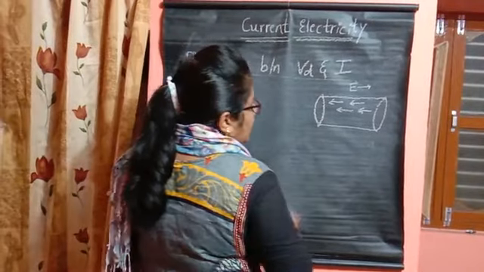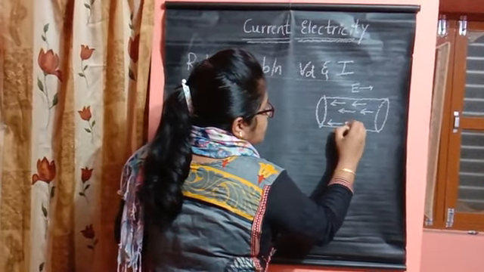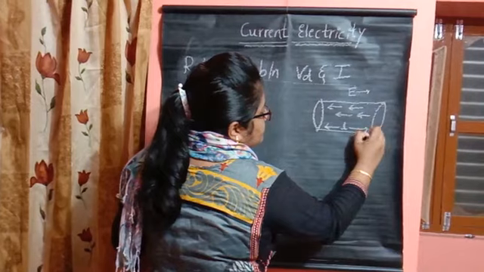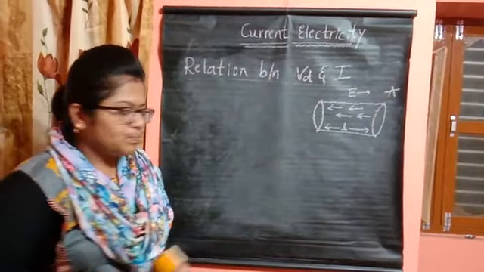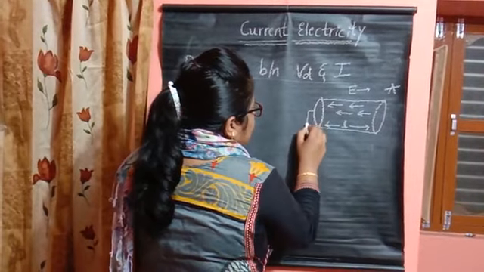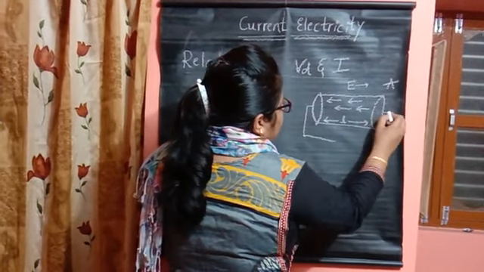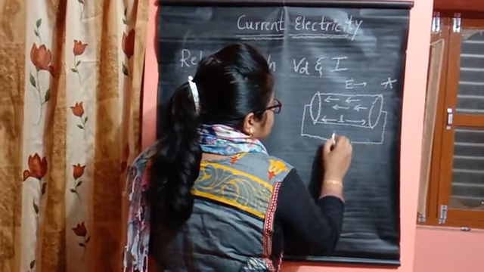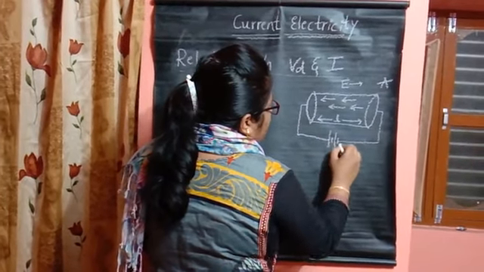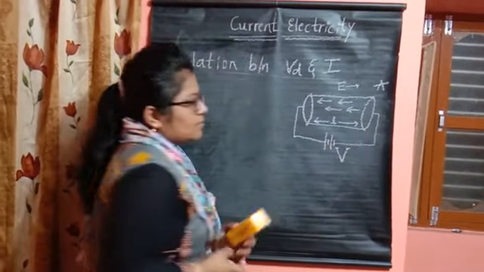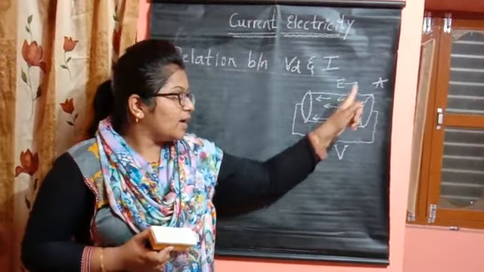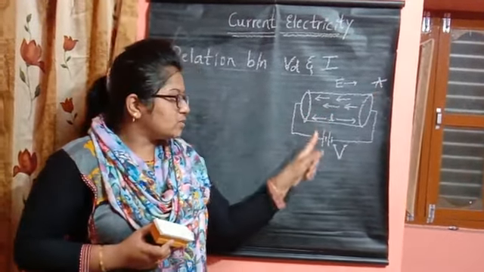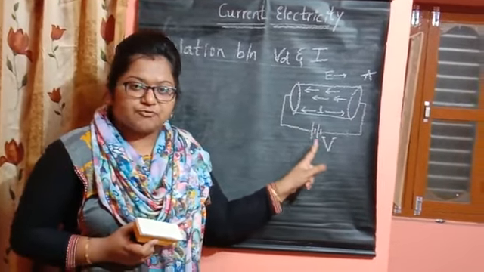This current carrying conductor has some length L, and it has some area of cross section A. To this current carrying conductor, we are applying a potential difference, capital V. So this current carrying conductor has length L, area of cross section A, and to this we are applying a potential difference V.